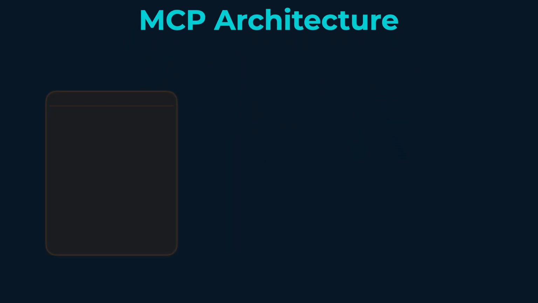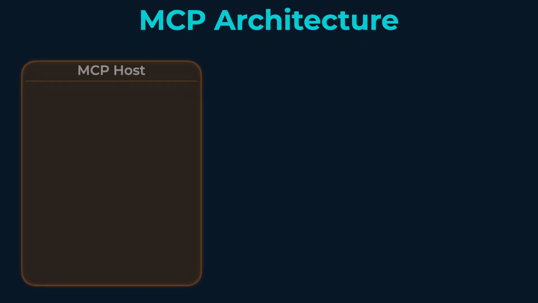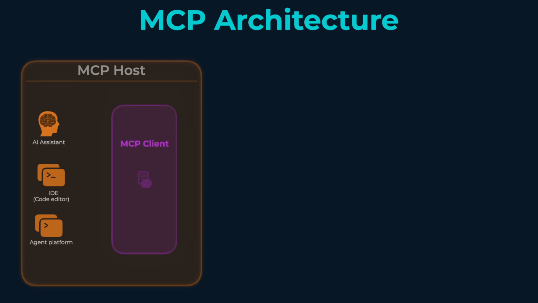There are three major pieces. The first, MCP Host. This is the AI application. Example, your AI assistant, IDEs, AI agent platforms. The host is where the user interacts. Second, MCP client. The client acts like a translator. It understands MCP messages. It sends a request, it receives the response, and you can think of it like a messenger.